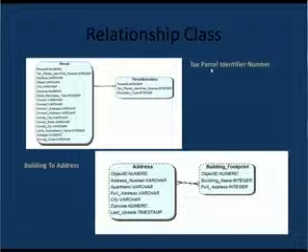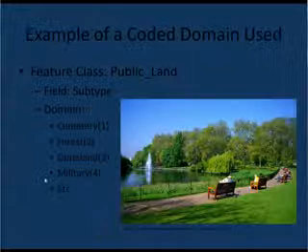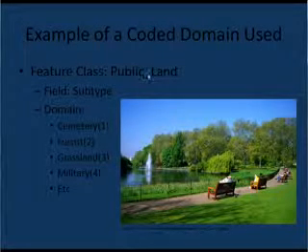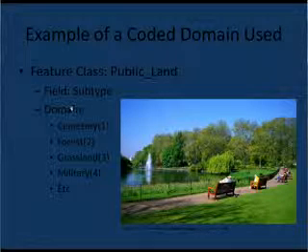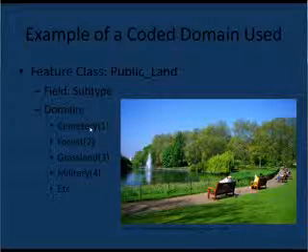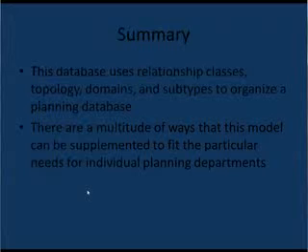Likewise, we have the tax parcel identifier number, which connects the parcel boundaries and the parcel. And we have the address and building footprint, which are connected with the building to address relationship class. Now, there were several coded domains used. This is an example. Public lands has a subtype of basically the type of public land. We have cemetery, forest, grassland, military. Also included were nature, wilderness, and other.